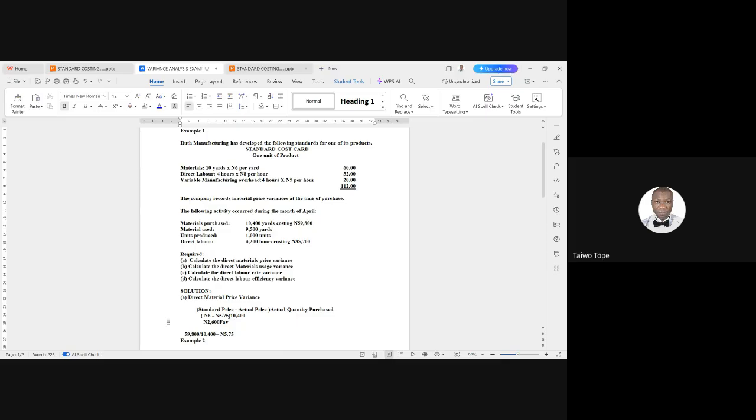Some questions might not just want you to get the results. They might want you to tell them possible reasons for this variance. Beyond the figures, you must be able to explain. So any question about direct material price variance? Any question? This is the basis. This is the foundation.